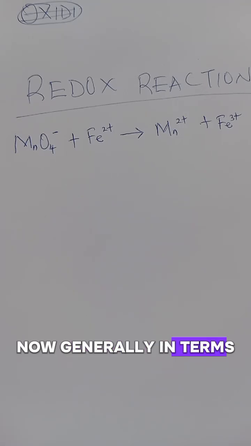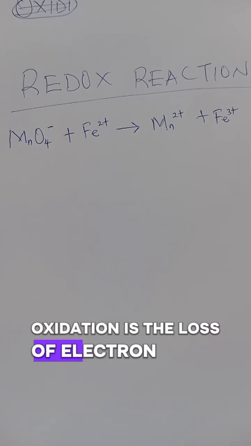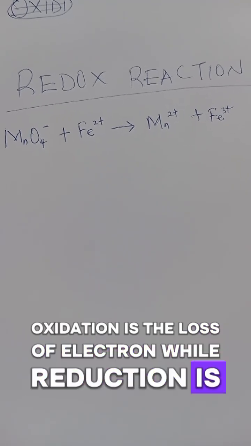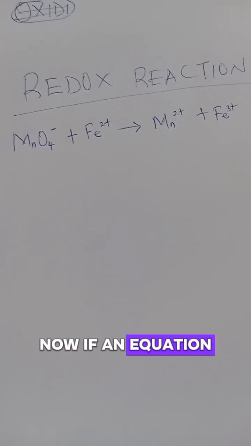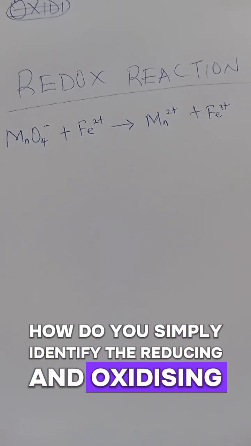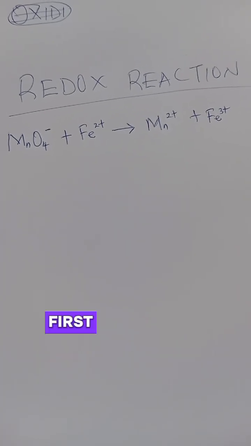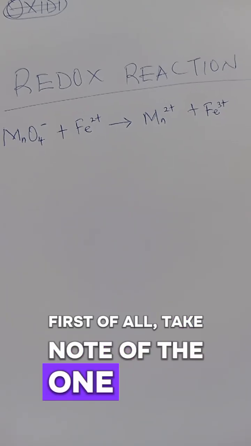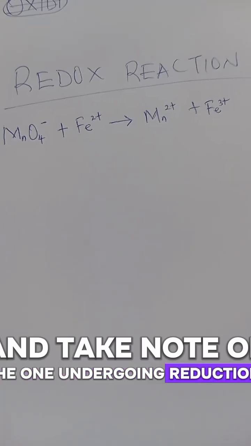Now, generally in terms of electron transfer, oxidation is the loss of electron, while reduction is the gain of electron. Please take note of that. Now, if an equation is given to you, how do you simply identify the reducing and oxidizing agents? It's very simple. If such an equation is given to you, first of all, take note of the one that is undergoing oxidation and the one undergoing reduction.